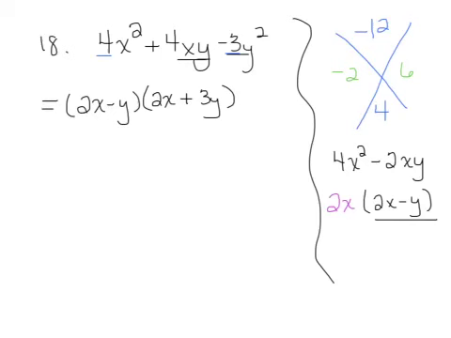Let's check to make sure that we did it correctly. What do I get for my insides? I get negative 2xy, the number right there. And my outsides, I get a positive 6xy, the number right there. But that does add up to 4xy.